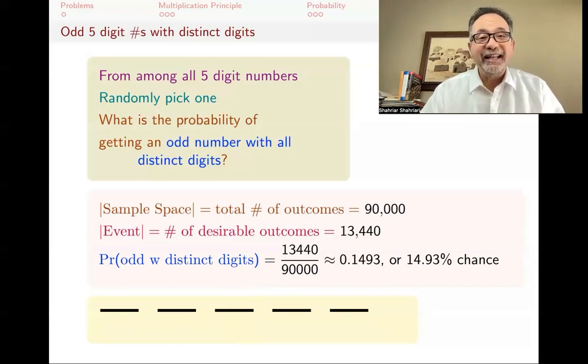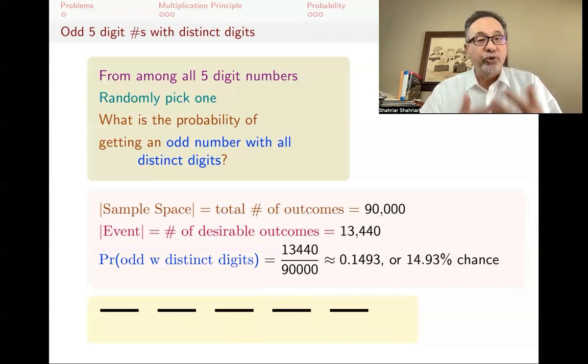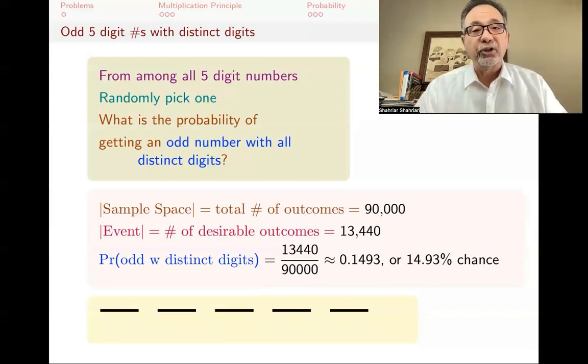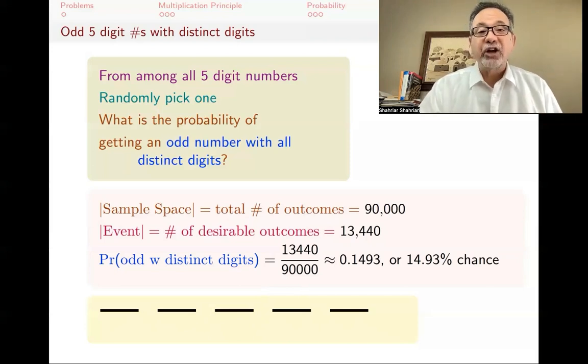This was an example of how the multiplication principle can be used to find probabilities. It's also an example of how finding finite probabilities with a finite sample space is basically counting. You just have to count the total number of outcomes and the desirable outcomes.